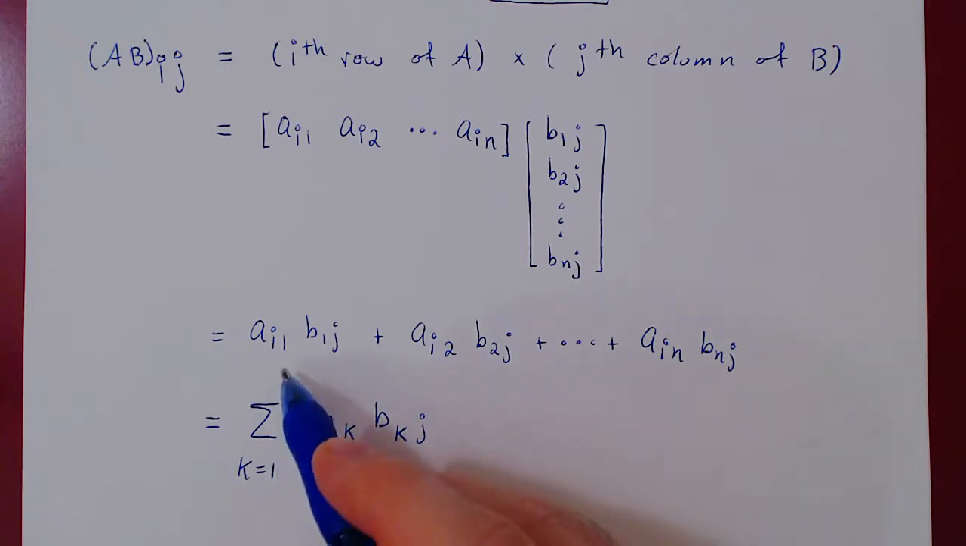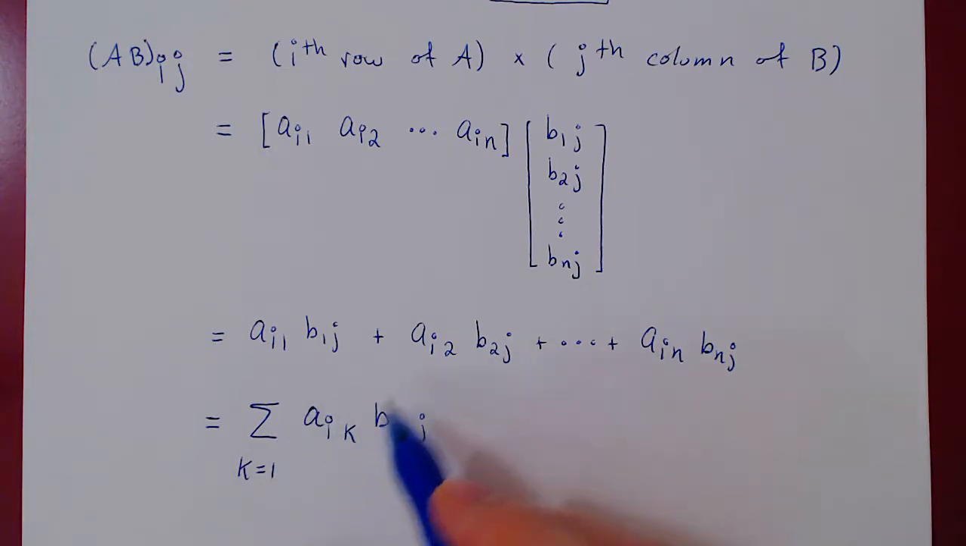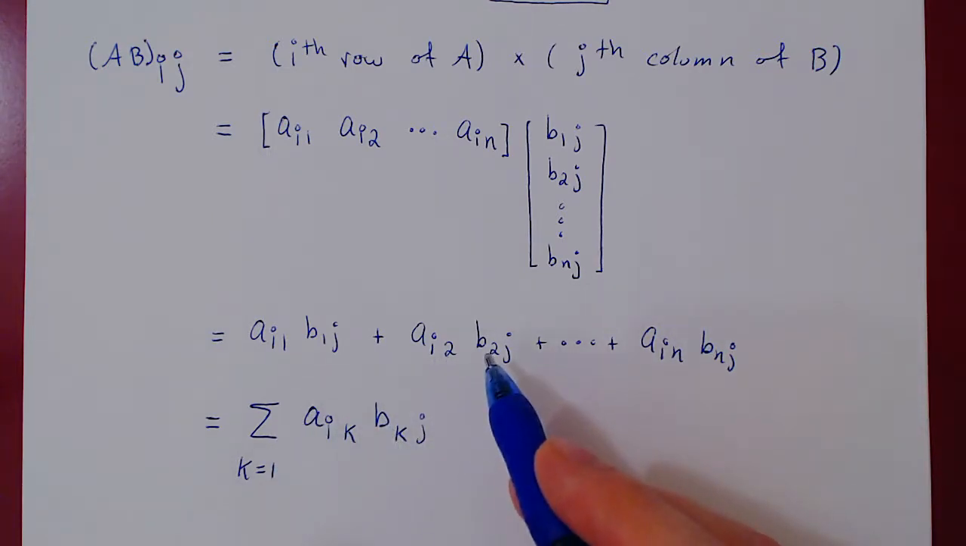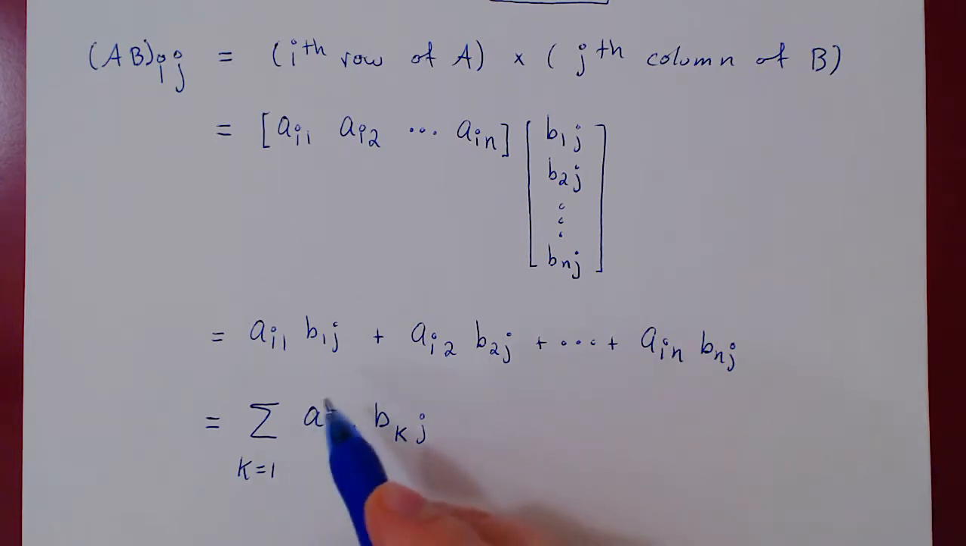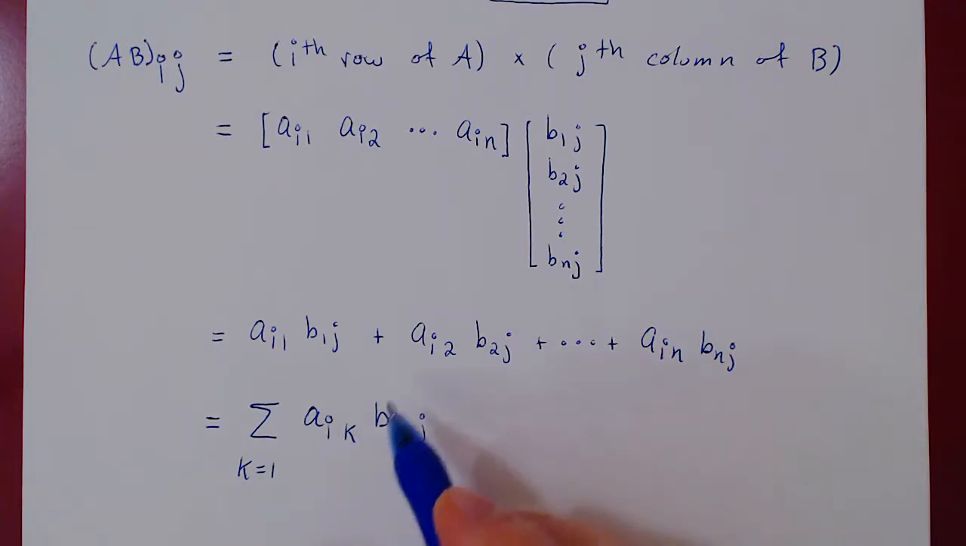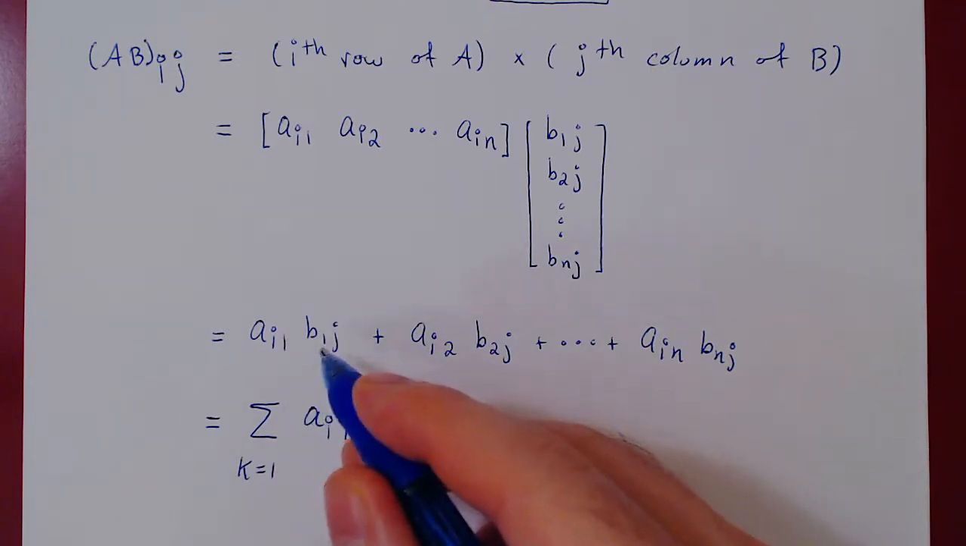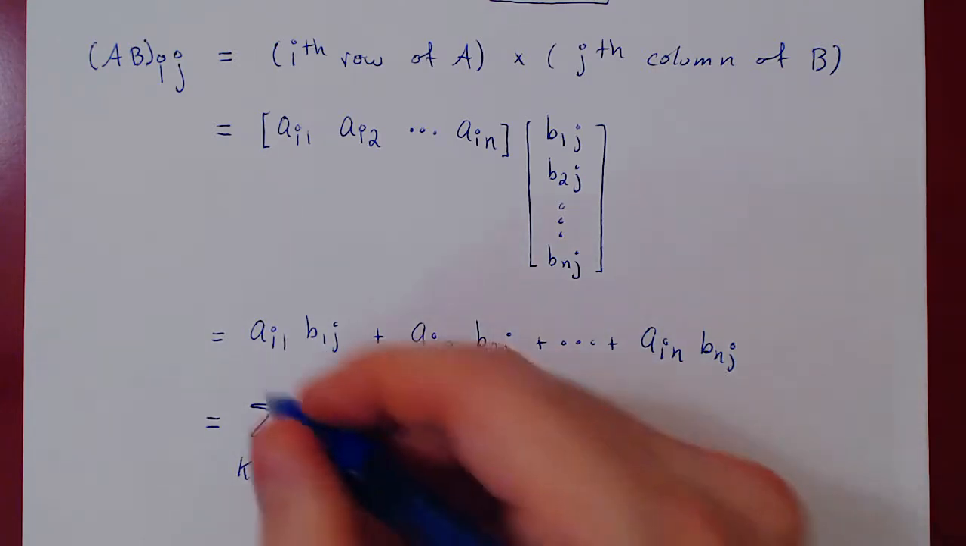So K is 1. You get A_{i1} times B_{1j}. Then K will be 2, A_{i2} times B_{2j}. Then K will be 3, A_{i3} times B_{3j}, up to the very last term when K equals N. So A_{iN}, B_{Nj}. So K begins at 1 and it ends at N.